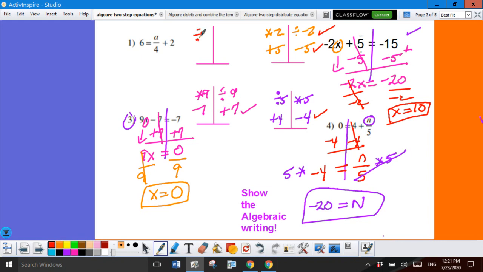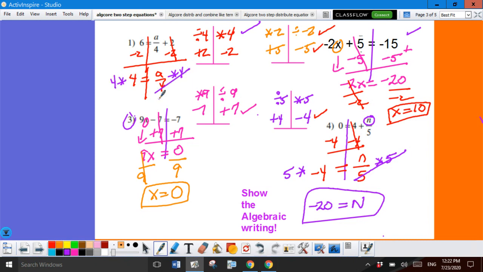All right, let's see how you did. Divide 4 times 4. Plus 2 minus 2. So I'm going to subtract 2 on both sides. Cross out. 6 minus 2 is 4. Okay, now I have to multiply. So times 4 times 4. Remember, left and right. Cross out. A equals 4 times 4 is 16. And you're done. So hopefully you came up with 16.